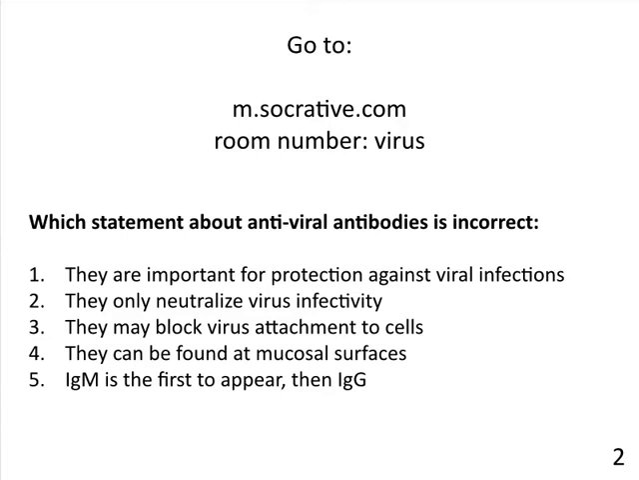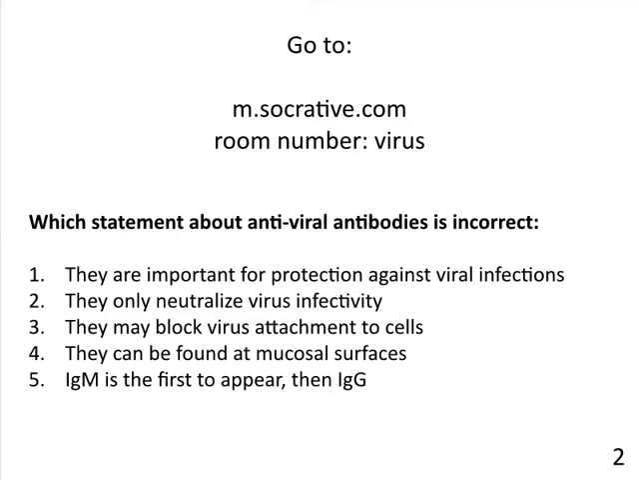The next question: which statement about antiviral antibodies is incorrect? 1, they are important for protection against viral infections. 2, they only neutralize virus infectivity. 3, they may block virus attachment to cells. 4, they can be found at mucosal surfaces. And 5, IgM is the first to appear, then IgG.